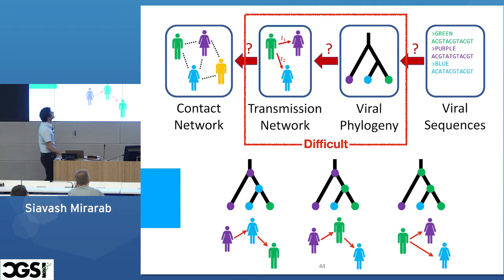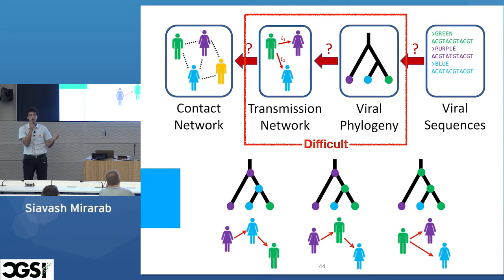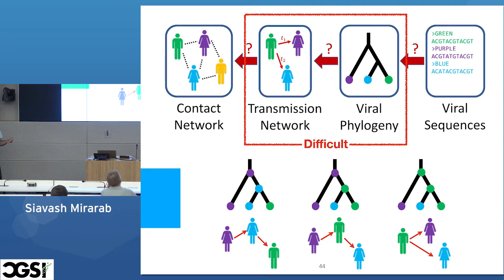So think of this phylogeny that I have up here. Each color is a different individual, right? Depending on how I color the internal nodes, and in the phylogeny you never know the color, you don't know the identity of the internal nodes, you get different transmission trees. So if this node was in the body of the green person, and this one also was green, then the green has transmitted to blue and to the purple, right? And this is not even considering deeper coalescences and more complex scenarios. So going from phylogeny to transmission network is actually a very difficult problem unless you have many, many samples from each person. Then it becomes a little bit easier. But we don't usually have that.